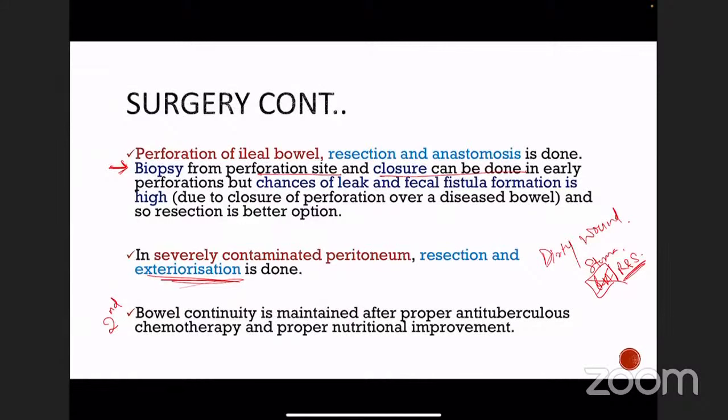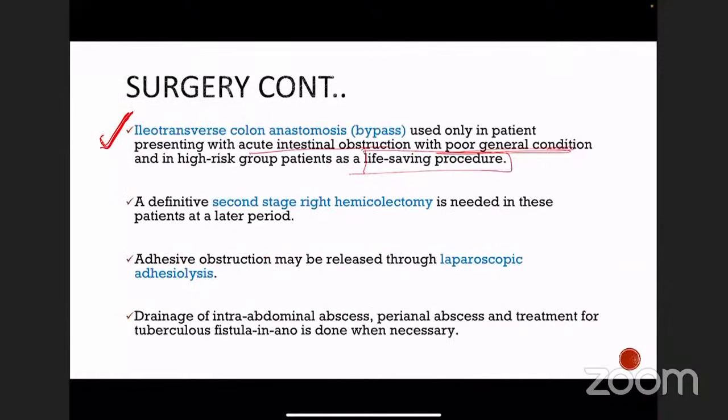But if there is a gross peritonitis, we have to do resection and stoma, the exteriorization of bowel. And in second stage, we can close it. We can do anastomosis. Another is ileotransverse colon anastomosis. That is for life-saving procedure only. In that patient, we need right hemicolectomy at a later stage. Another is the laparoscopic adhesiolysis or open adhesiolysis in a patient with obstruction due to adhesions alone, and we do not need any procedure other than the adhesiolysis. And SOS, drainage of intra-abdominal abscess, perineal abscess, and treatment of fistula in ano or fissure, right? This was about the treatment.